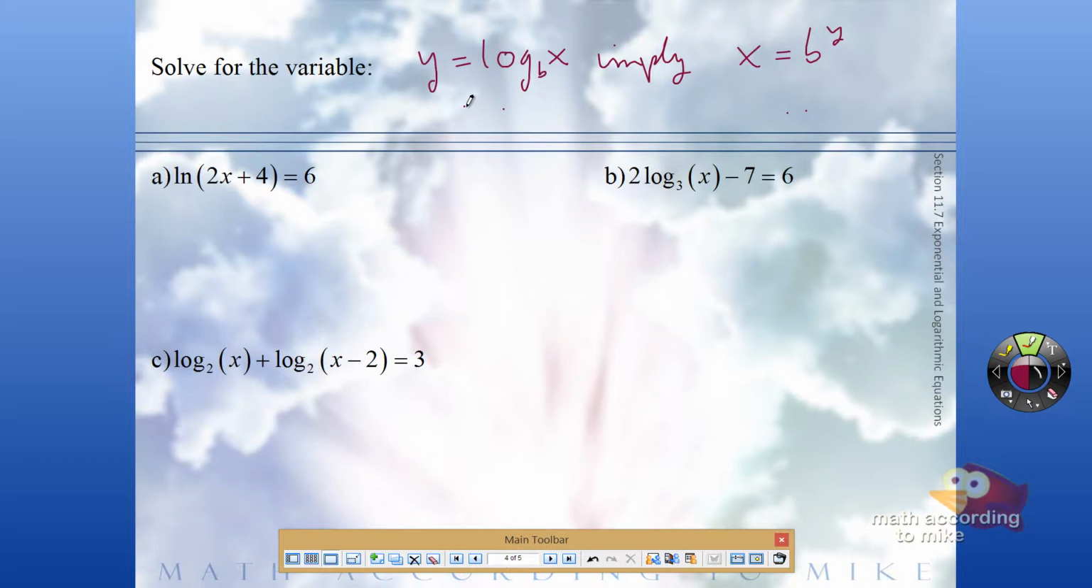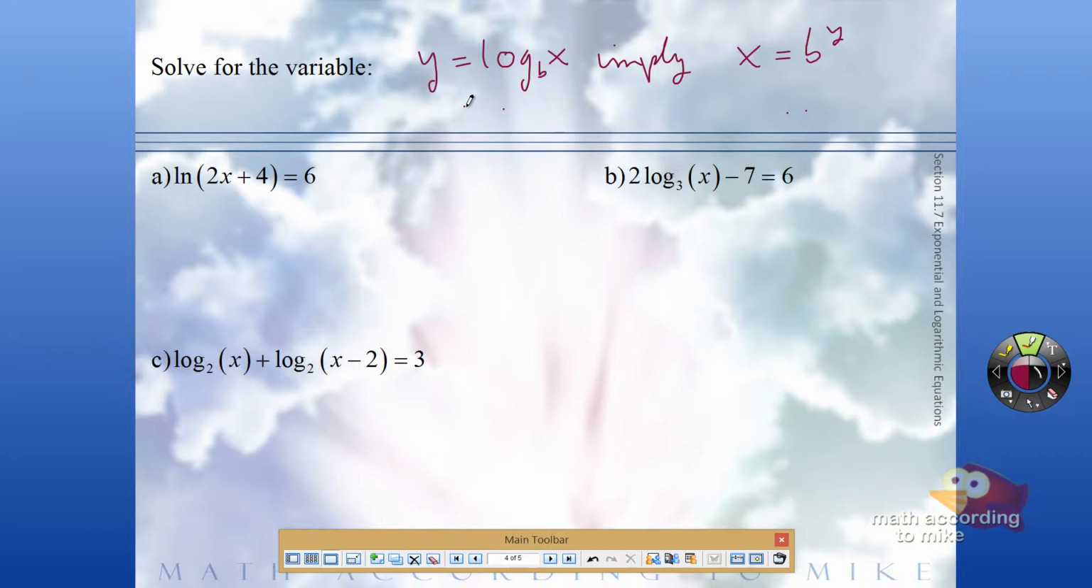In the one-to-one properties, the other two videos, if you have the same base, you set the exponents to be the same. If you have the same log, you set the arguments to be the same. So there are some parallels going on here between all four types of problems: exponential, logs, one-to-one, not one-to-one.